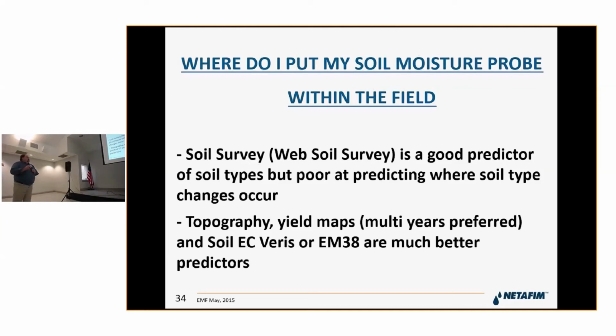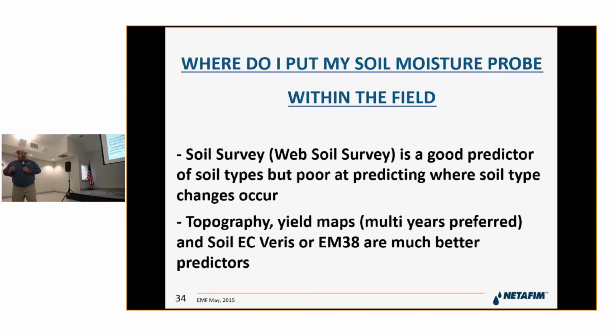So the soil survey, or the web soil survey, in my experience, and I've been doing variable rate prescriptions for 20 years, in my opinion, it's a decent predictor of the different soil types that are out in the field. It's a very poor predictor of where the soil changes. There are better ways to figure that out, and I'm going to show you a couple of maps of that. So topography, yield maps, multiple year yield maps. If water is the limiting factor, multiple years of yield maps is a very powerful tool.